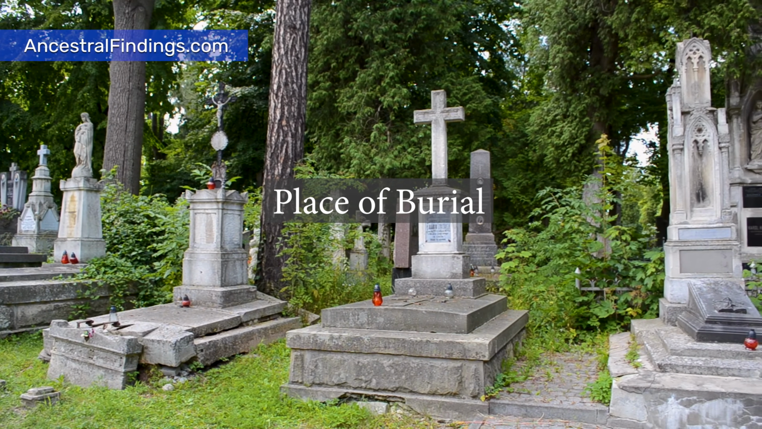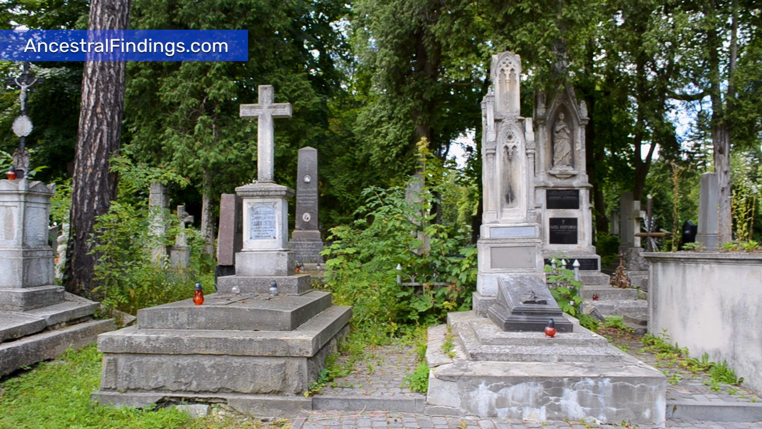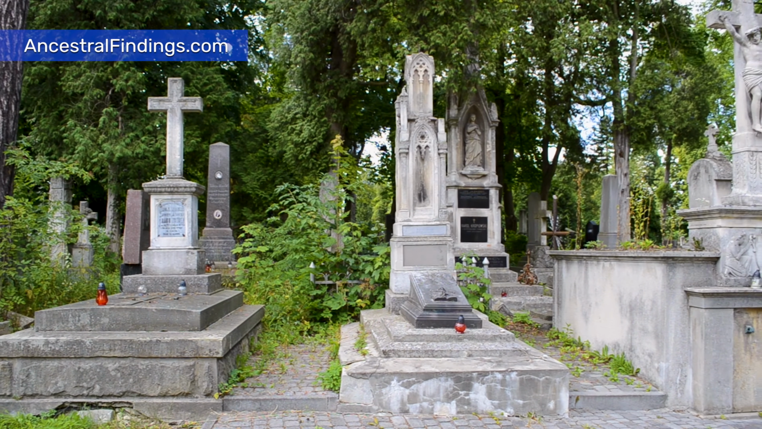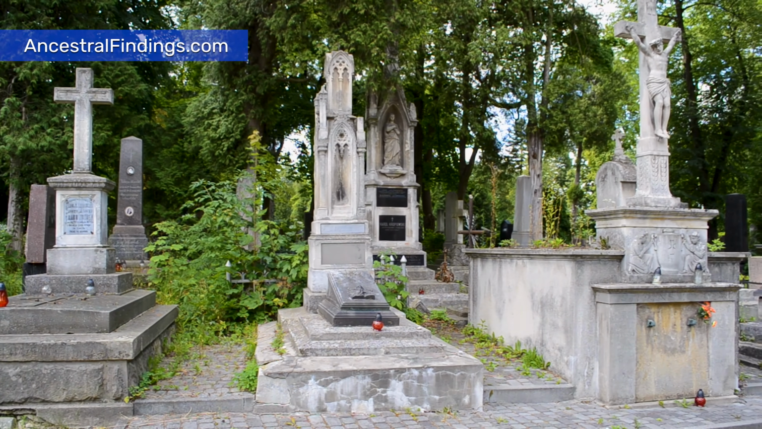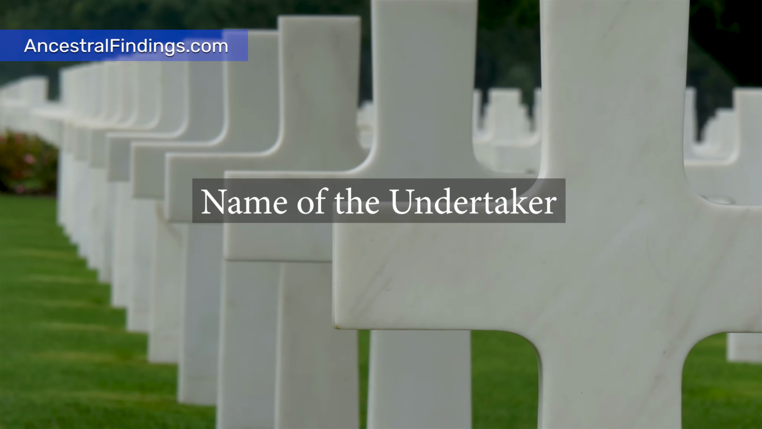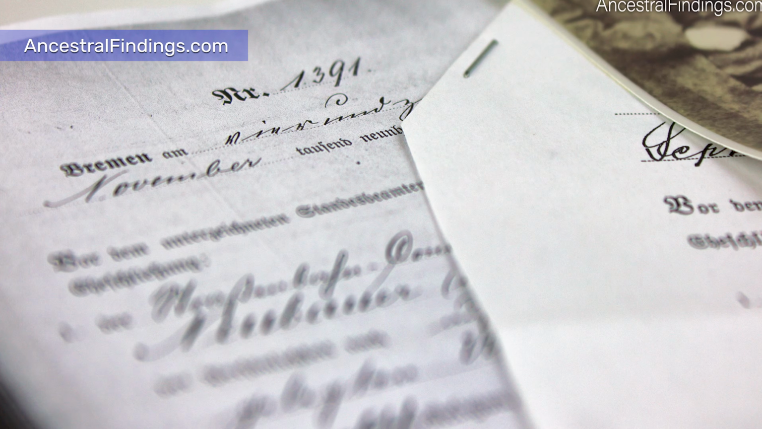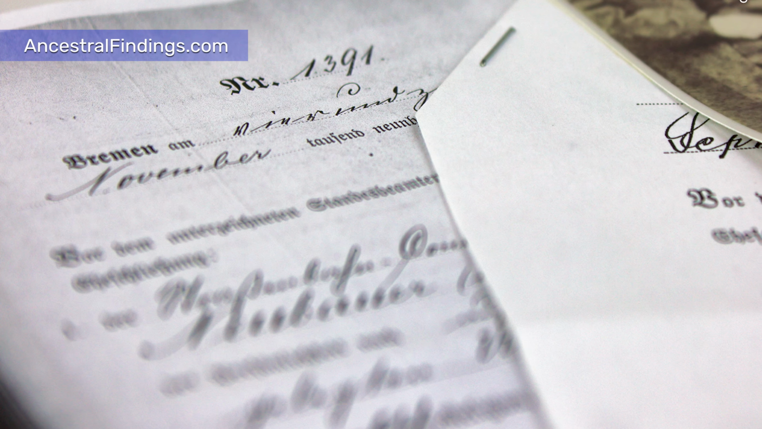Place of burial. If you didn't know where your ancestor was buried, this will tell you. You can now make a trip to the cemetery to find the headstone or gravesite, if the site is unmarked. Name of the undertaker. With this information, you can go to the funeral home that handled the arrangements for your ancestor's funeral and get any records they may have on it.